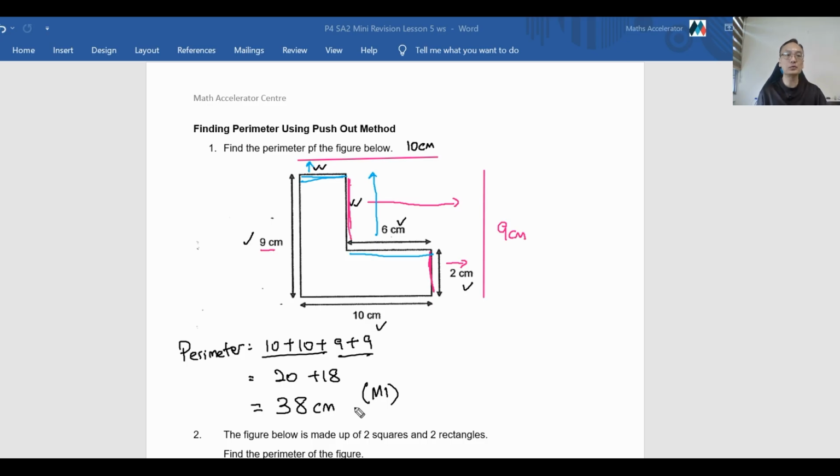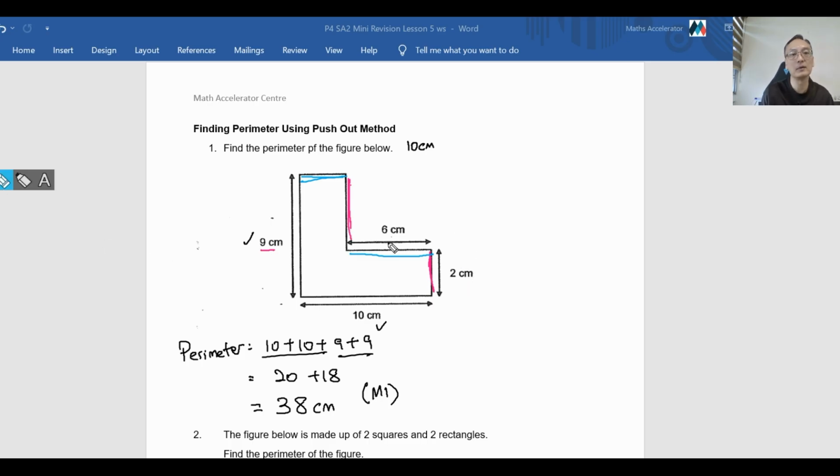Method 2, I'm sure you know, is to find the unknown sides. Let me erase some of these parts. To find this portion, this red line, it's the difference between 9 and 2. So 9 minus 2 is 7. So here is 7 cm. Now we can also find this blue line. This blue line is the difference between 10 and 6. So 10 minus 6 will give us 4.